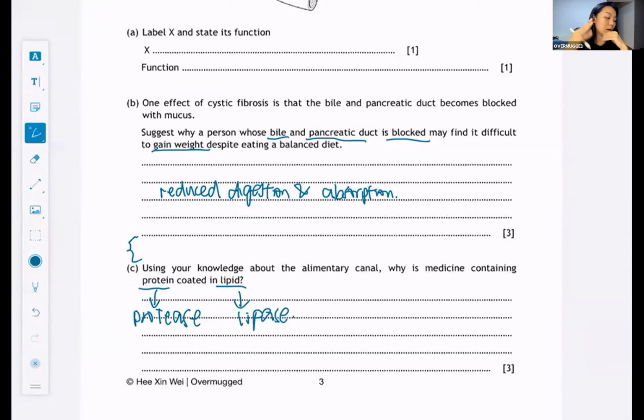So when the medicine containing protein is coated in lipid, it makes sure that this medicine can safely reach the small intestine before the lipase secreted by the small intestine digests the lipid coating of the medicine and then releases the protein to be absorbed in the small intestine. Because the small intestine carries out both digestion and absorption, but the mouth and stomach only have digestion. Okay, so the answer is there. I won't go into how you should answer, but that is the idea here, which is using your enzyme knowledge, the location of the enzyme being secreted, to answer this question.